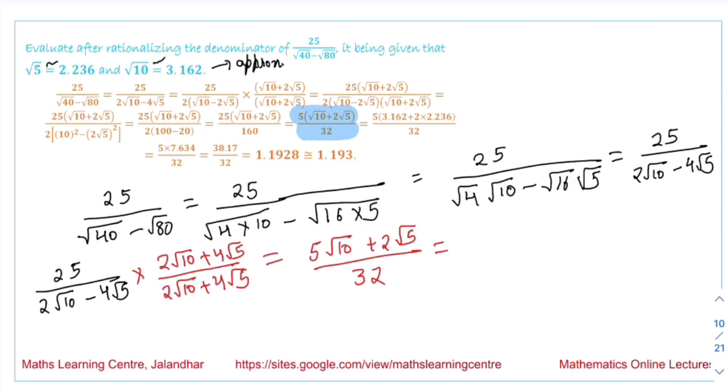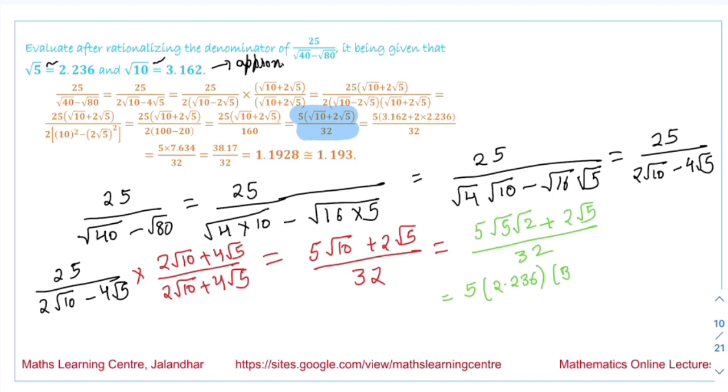So we will substitute the values over here. It is 5 root 5 into (2 plus 2 root 5) over 32. So the answer is 5 into 2.236 into 3.